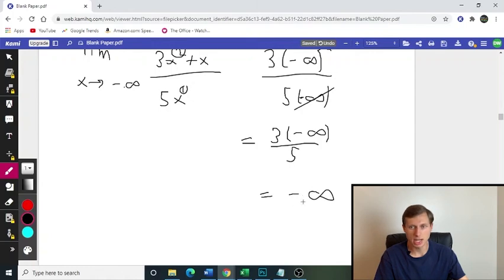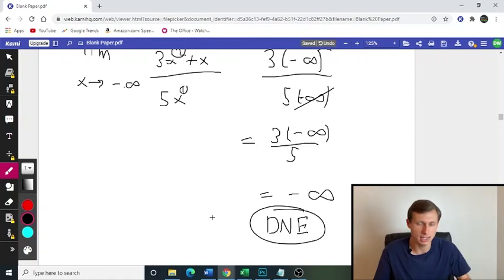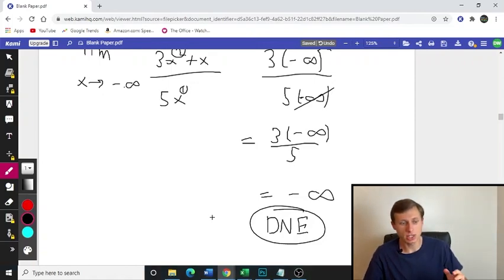So the limit here is negative infinity, but remember, this also doesn't really matter because as soon as we see infinity or negative infinity as our final answer, we're writing does not exist anyway, DNE. And so that's really the answer to our question here. So the point of all I'm trying to say here is that if you see negative infinity, don't freak out. It's pretty much going to be the same answer either way.